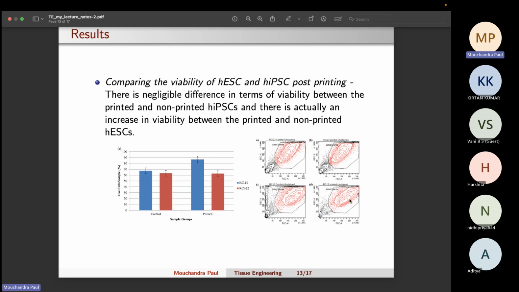This is the flow cytometer curve, which they have also shown in the paper, where the red sections are for the live cells and the dark black dots are for the dead cells. And this is for RC10, the control sample and the RC10 printed sample. You can see there isn't much difference that is observable. That is why they have reported a negligible difference.